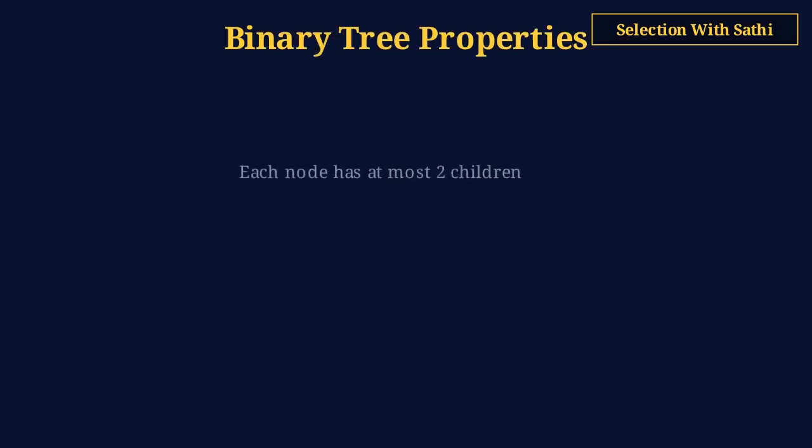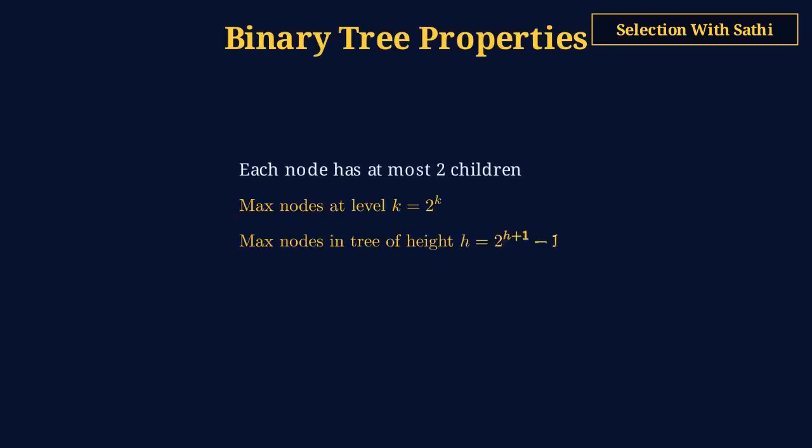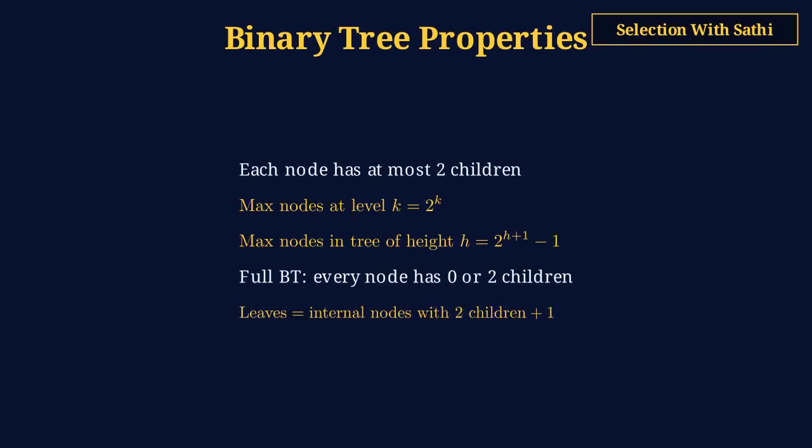Important properties of binary trees. Each node can have at most 2 children, left and right. The maximum number of nodes at level k is 2^k. A tree of height h can have at most 2^(h+1) - 1 nodes. A key property: the number of leaf nodes equals the number of internal nodes with 2 children plus 1.